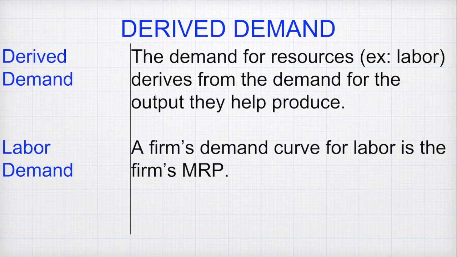Because again, why do they demand labor? Because consumers demand that output. So depending on how much additional output that they can generate and how much that can be sold for, will determine how many workers the firm will hire. Right? So just think of labor demand as the same as MRP. And I'll show you what that looks like in a second.